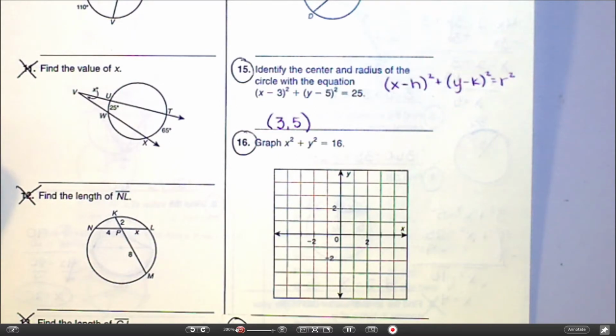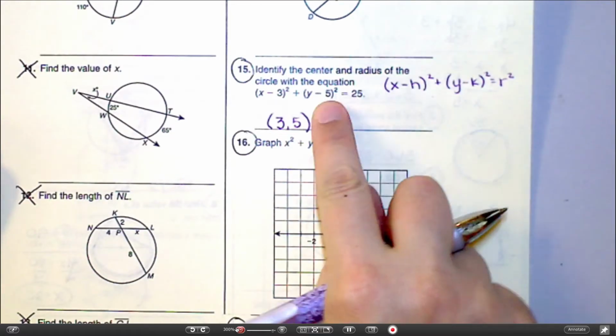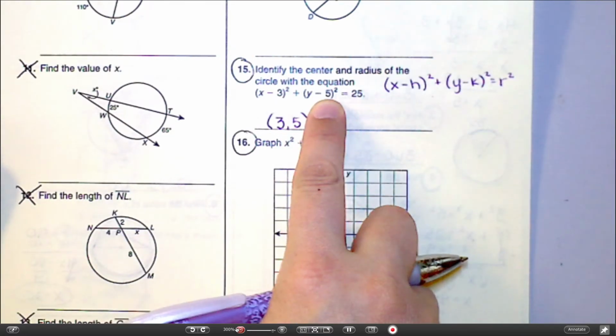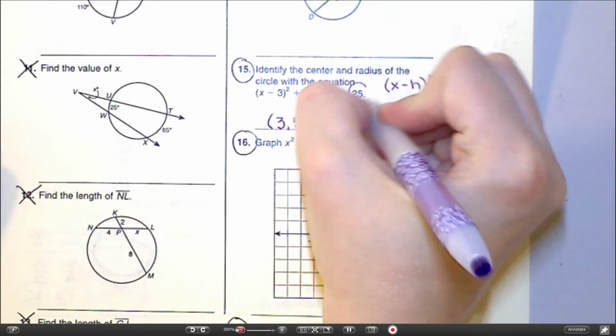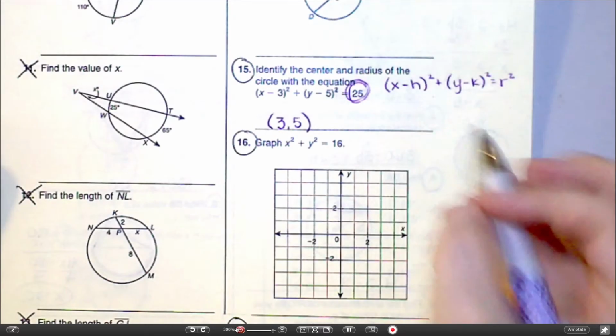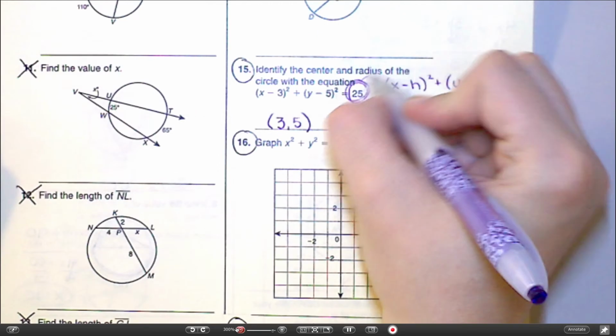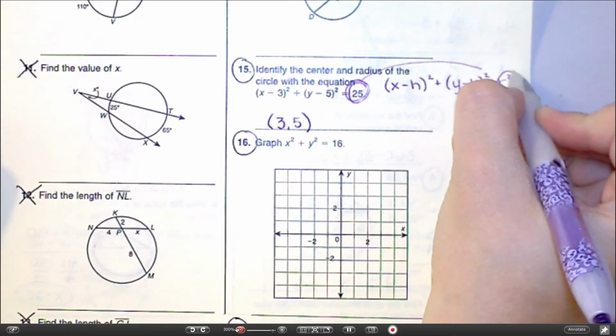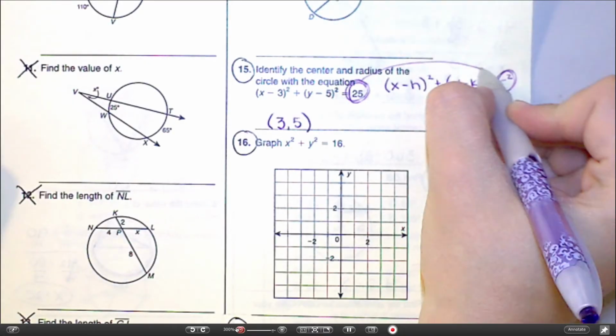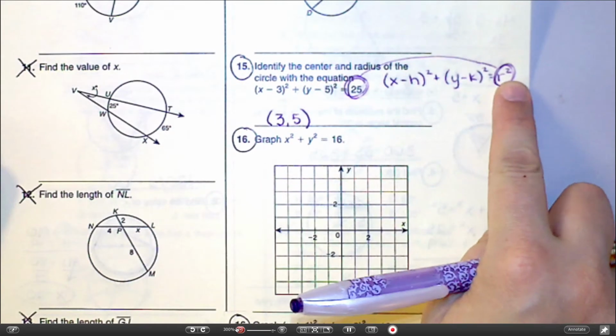Where's the radius going to come from? Which number? 5. Okay. Is 5? Yeah. Okay. The radius comes from this. This 25. Then you multiply by 2. No, not multiply by 2. 25 is equal to r squared.